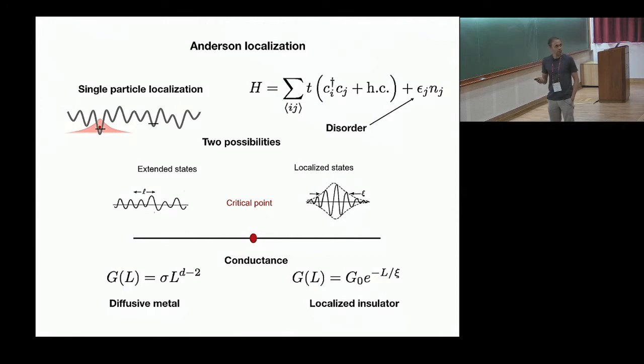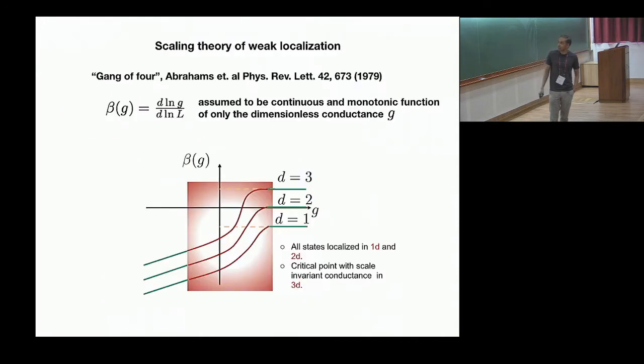So if you look at the conductance of the system, the electrical conductance, as a function of system size, it obeys Ohm's law and it varies like this, where D is the dimensionality of the system. And on the localized side, you have a conductance which actually decreases exponentially with system size. And so this is, in a nutshell, a summary of what we know about Anderson localization when the disorder potential is random.